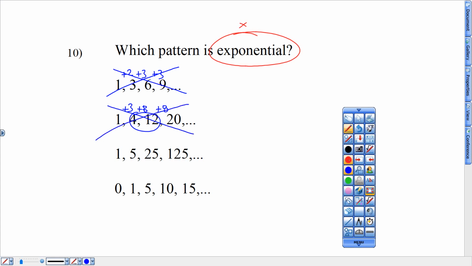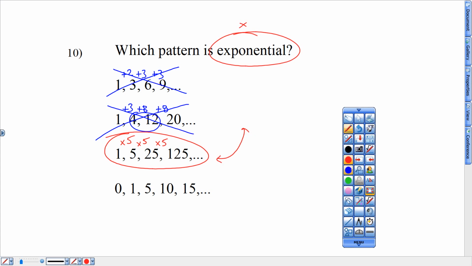This one, though, I could see is not adding because this is going up by 5, and then this jumps way up to 20. This is the only one that's timesing. I could see that if I times 5 by 1, I get 5. If I times 5 times 5, I get 25. If I times 25 times 5, I get 125. This is the only one that's going to be exponential.